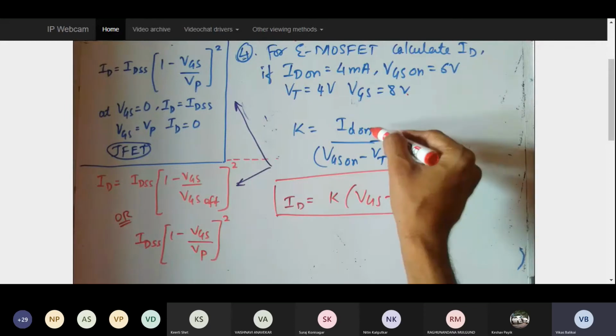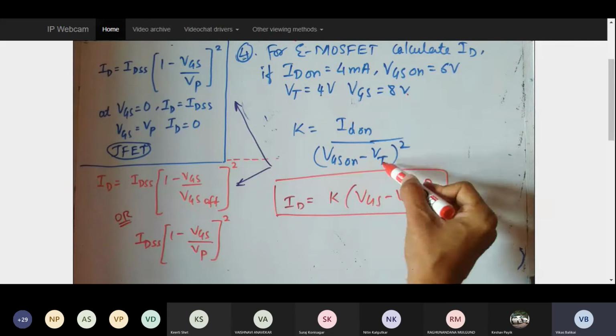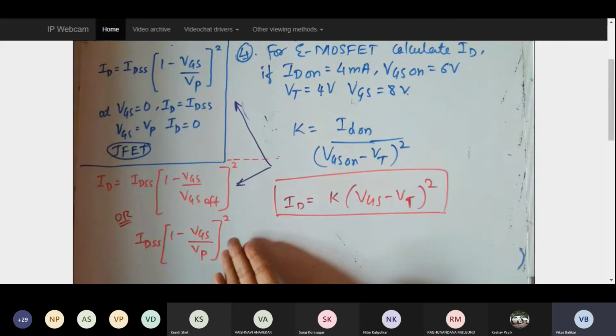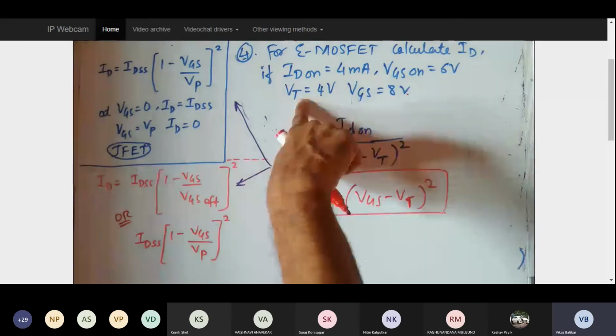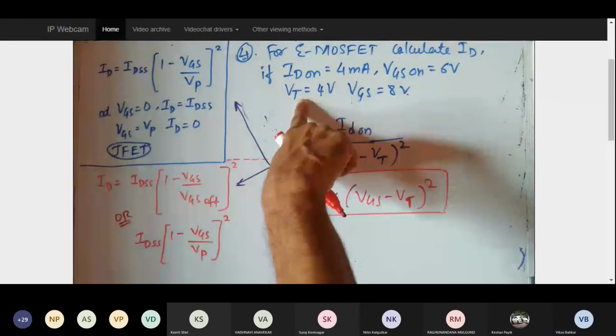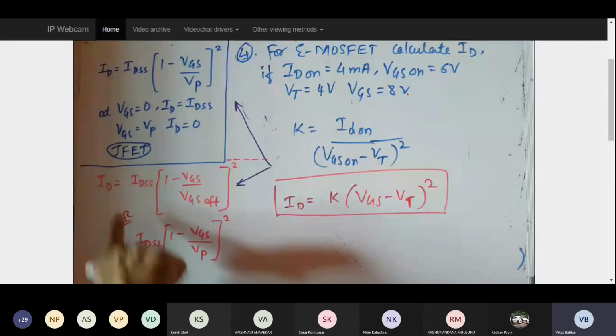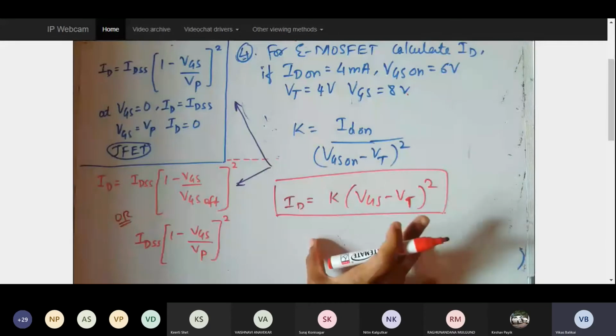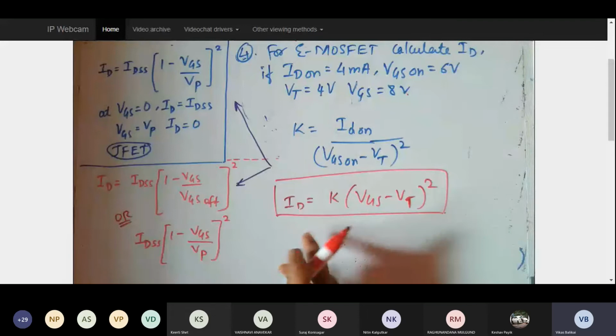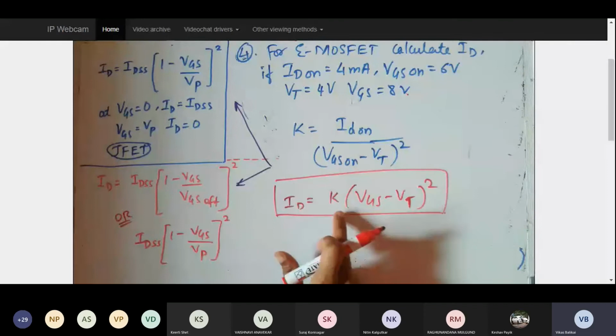Now here we cannot directly apply the square law of current rule, because I do not know the value of VGS off or VP. And don't get confused: VP and VT are not the same. VP and VGS off are the same. So if you just include VT here and use that equation, you will go wrong. The equation for calculating the current, especially in MOSFET, is ID is equal to K times VGS minus VT whole square, where K is ID on divided by VGS on minus VT whole square.